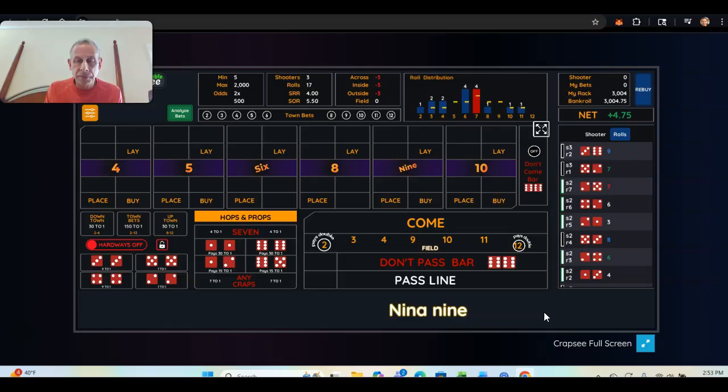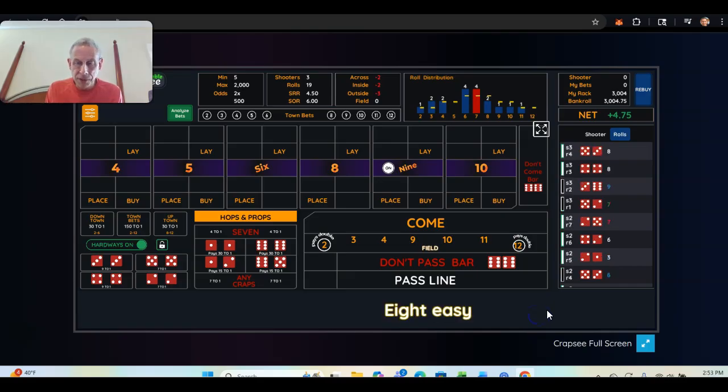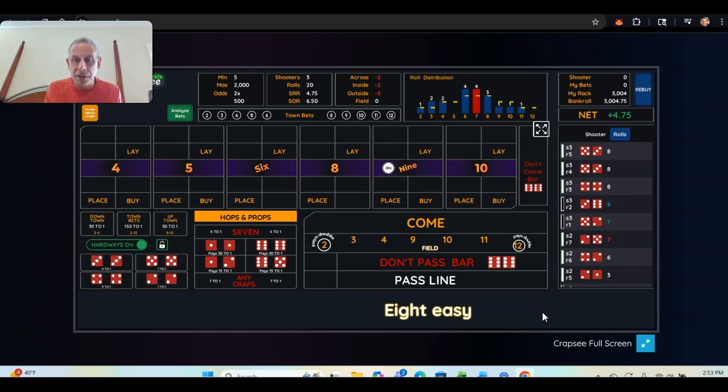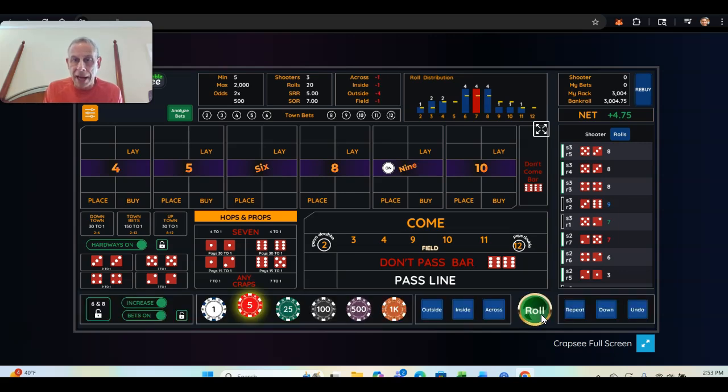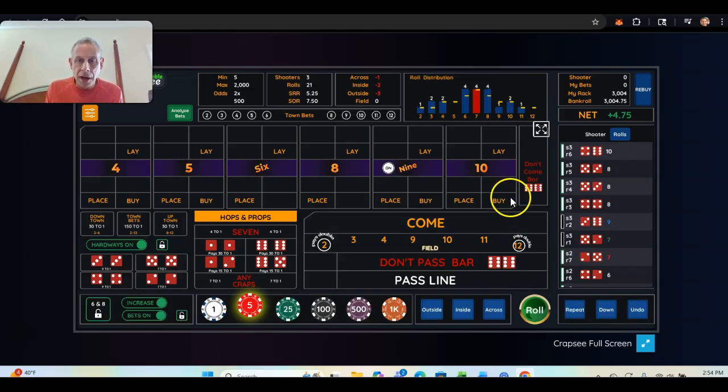Nina 9. 8 easy. Wow, this is not helping. 8 easy. But sometimes you've got to be patient with this specific system. This is not a big action strategy, but most of the time we would have had more action than this. 10 easy. There you go. All right, so there's the 10.